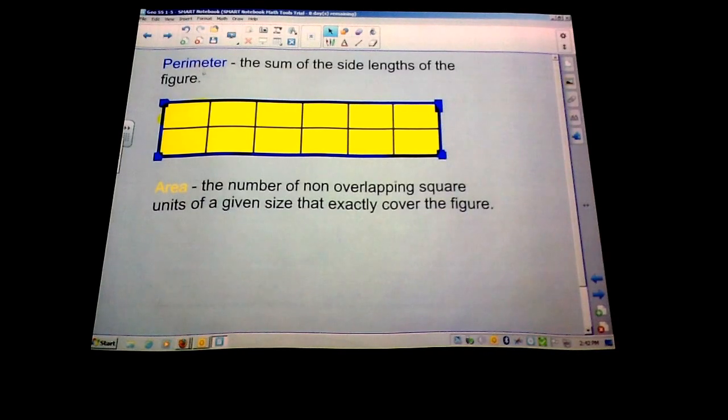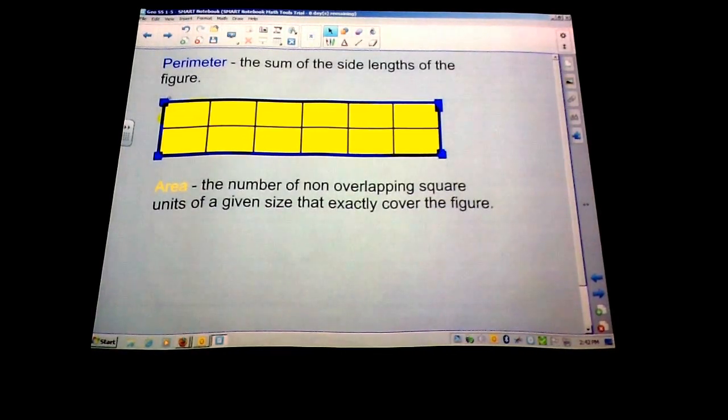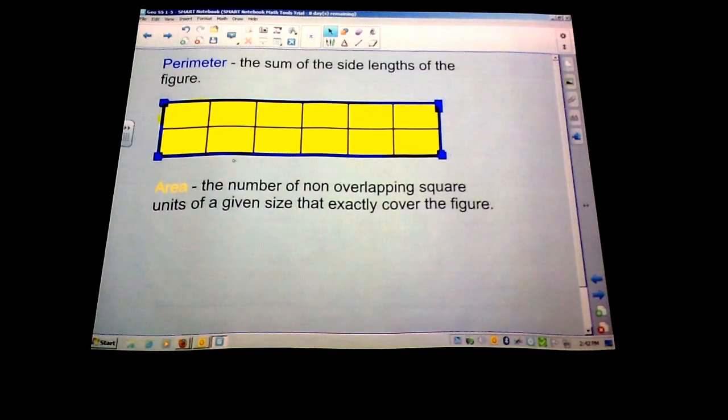All right, so what is the perimeter? Well, that's going to be the sum of all the side lengths. So the distance around a figure would be its perimeter.